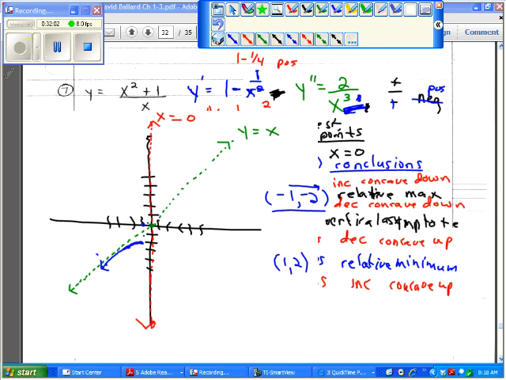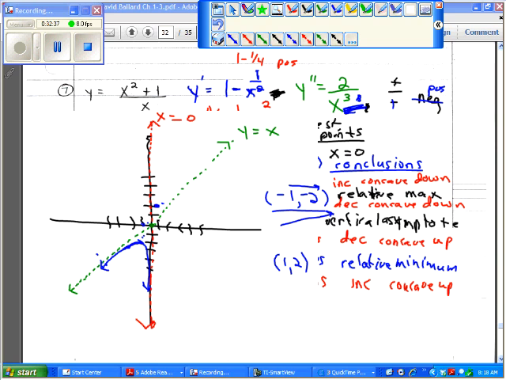And then my next interval would be from negative 1 to 0. In that interval, what's happening? It is decreasing and concave down, and it's going to be hugging that asymptote. My relative minimum was 1, 2. It's right here. That's going to be important to see.